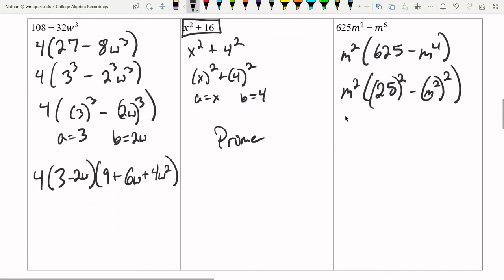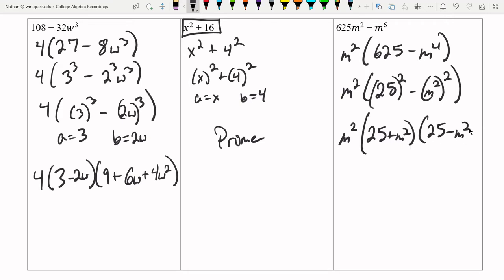So the plus version of a and b, a is just 25, b is m squared. This m squared is also out in front. Plus version is 25 plus m squared. The minus version is 25 minus m squared. Once again, a was 25, b was m squared because we have the square on the outside of those. But I can go further here. 25 is 5 squared.